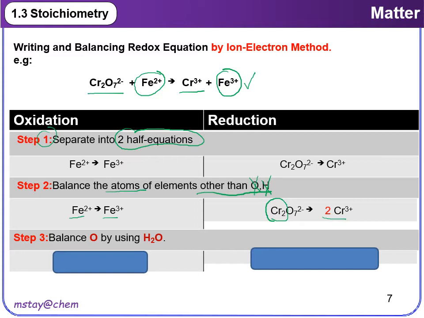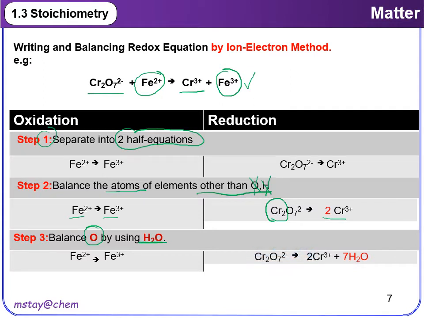Now it's time to balance oxygen by adding H2O. Again, in Fe2+ to Fe3+ there is no oxygen, so there is no need to balance it. But for the dichromate ion to the chromium ion, we notice there are 7 oxygen. So I have to add H2O. If I only add 1 H2O, there is only 1 oxygen, but from the formula there are 7 oxygen. That is why we need to put 7 in front of the H2O.